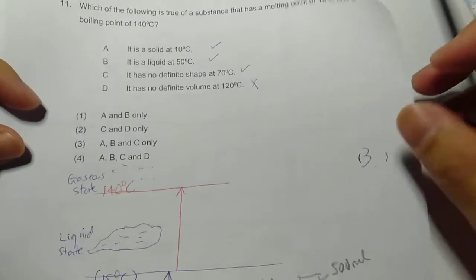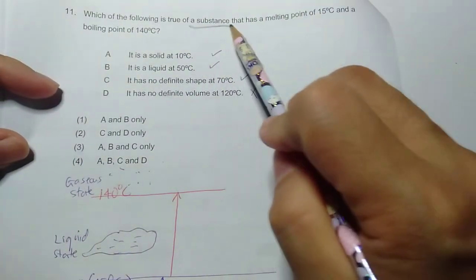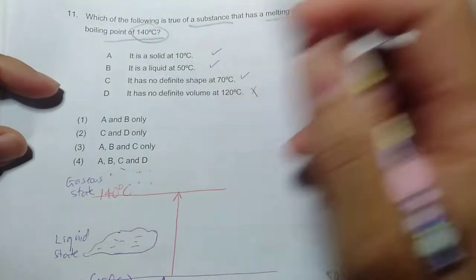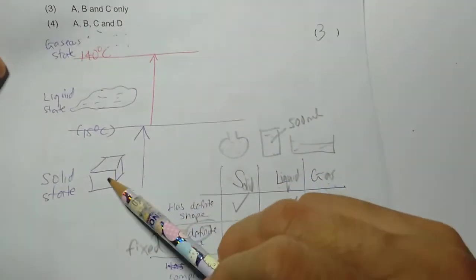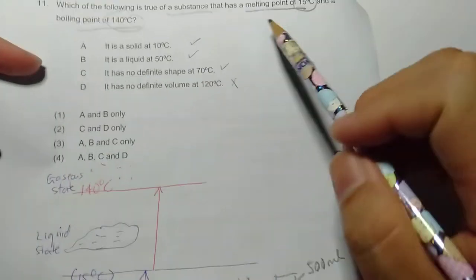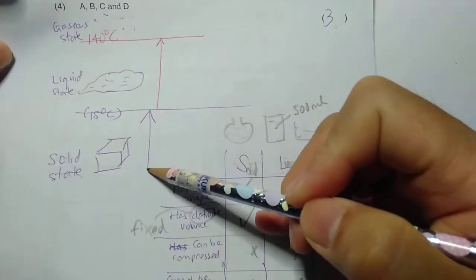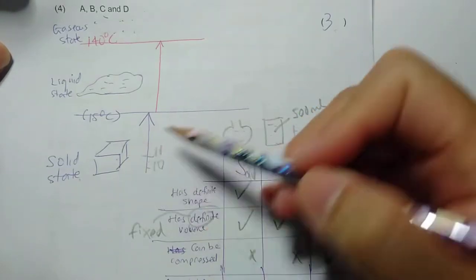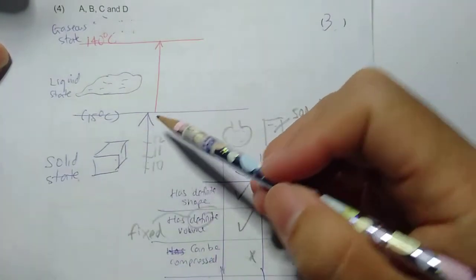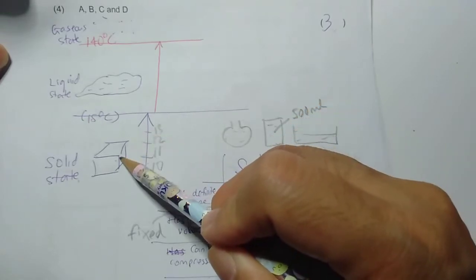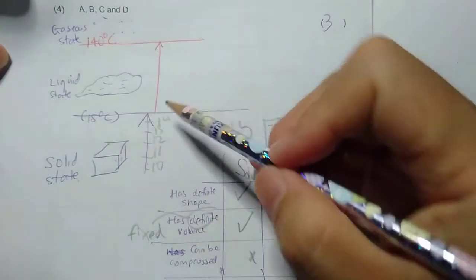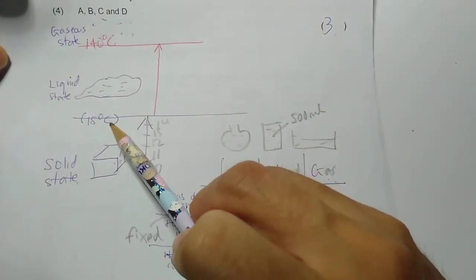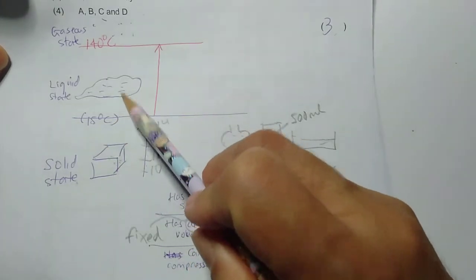Now let's come back to the question. So we want to talk about a substance that has a melting point of 15 degrees Celsius and a boiling point of 140 degrees Celsius. Let's take a look. So this is my substance in a solid state. They say that 15 degrees Celsius is the melting point, right? So if I heat it up to 10 degrees Celsius, yeah, it's still a solid. 11, still a solid. 12, still a solid. Haven't melted yet. 13, getting hot but still a solid. 14, still a solid. 15, ding ding ding, the first important temperature, which is called the melting point. This solid starts to change into liquid.